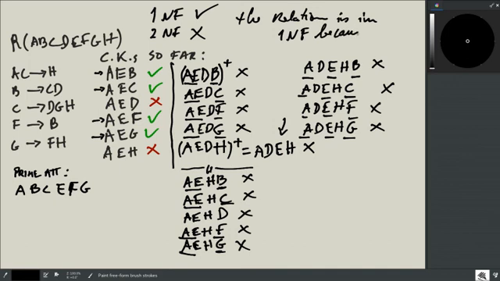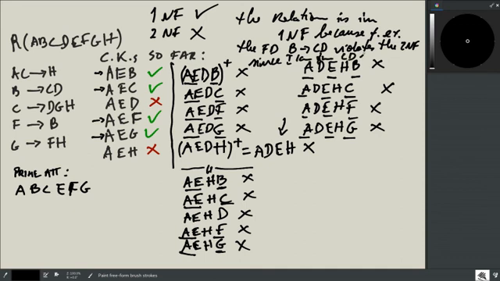because, for example, the functional dependency B determines CD violates the second normal form, since I can find CD by using part of the key A, E, B. One example, yeah?